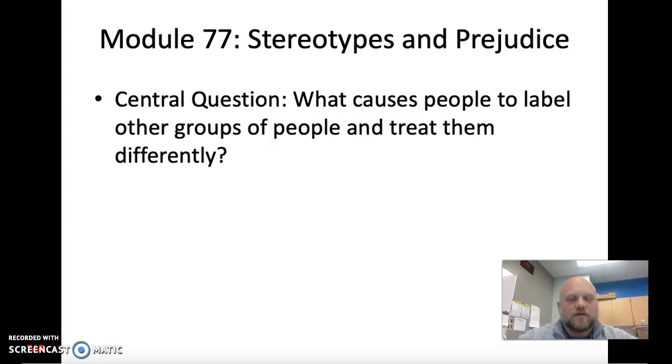So we're going to look at the social factors, psychological factors, and cognitive factors that could contribute to those things. Our central question: what causes people to label other groups of people and treat them differently, whether that's based on race or gender or social clique, whatever? There are some common themes that are present. So let's go.